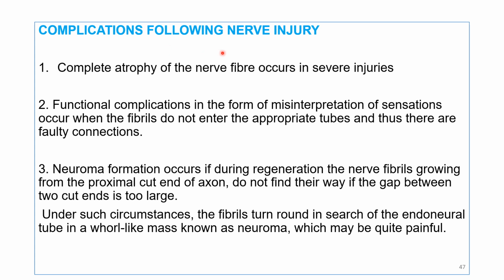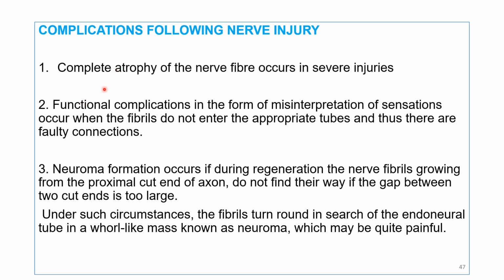What are the complications following nerve injury? There may be complete atrophy of the nerve fiber in severe injuries. And there may be functional complications in the form of misinterpretation of sensations, which occur when the fibrils do not enter the appropriate tubes, and thus there are faulty connections.